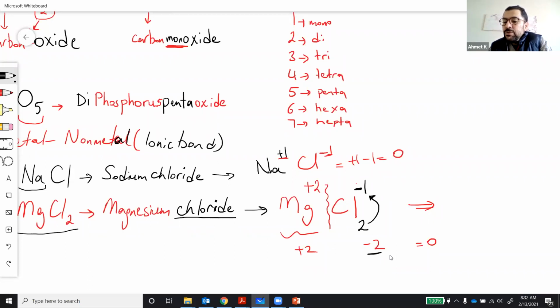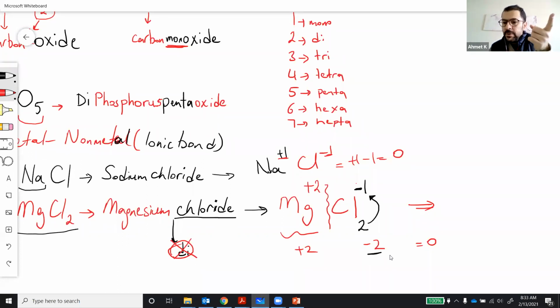So you don't need to tell me how many chloride you have. If you say magnesium dichloride, this is redundant information because I already know it's going to be 2. In the naming business, we don't like redundancy. So you don't tell how many chloride you have, because you can easily tell.